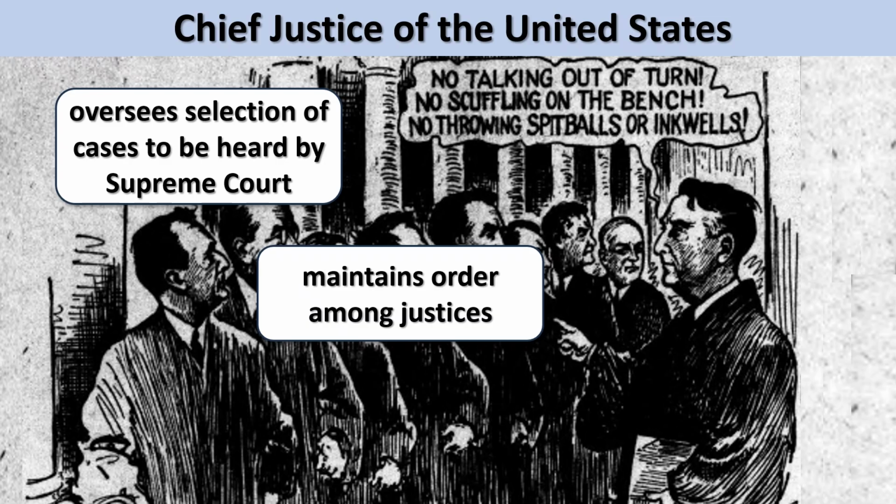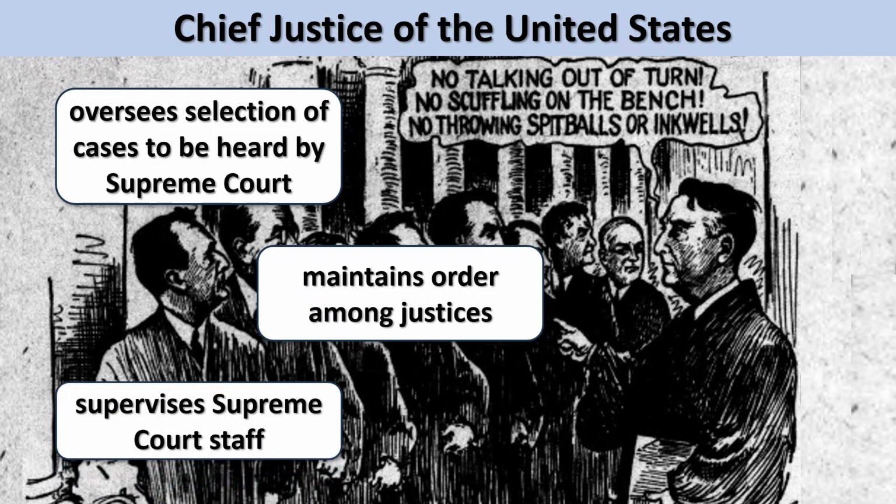Another thing the Chief Justice of the United States does is supervise Supreme Court staff in general. When needed, the Chief Justice will also carry out important functions as the head of the judicial branch of government. If a U.S. president is impeached, for instance, the Chief Justice oversees the Senate trial that determines whether the impeached president will be removed.